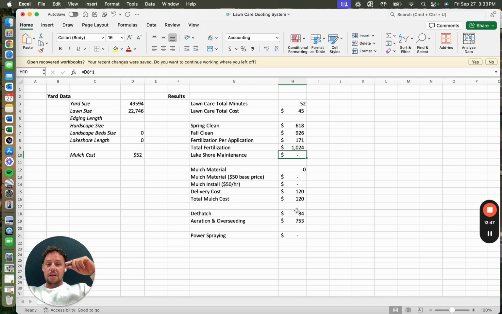The other thing we have for a price is dethatch. 84 bucks to do this. We just have a simple dethatcher that goes on the front of a riding lawnmower, so we just go in and out really quick. Then we have an aeration and overseeding price.